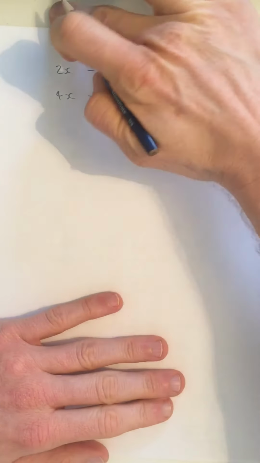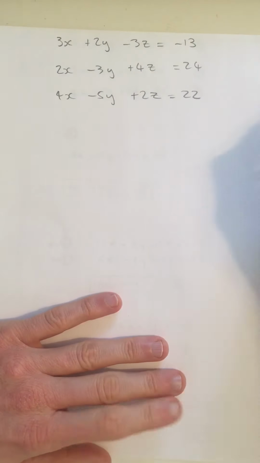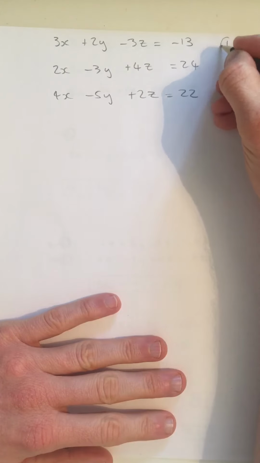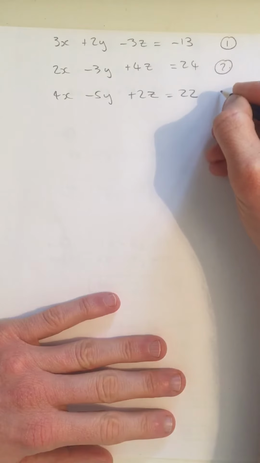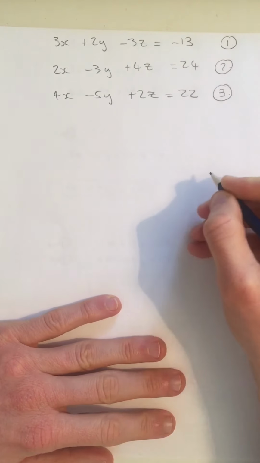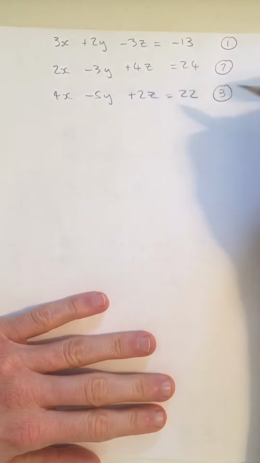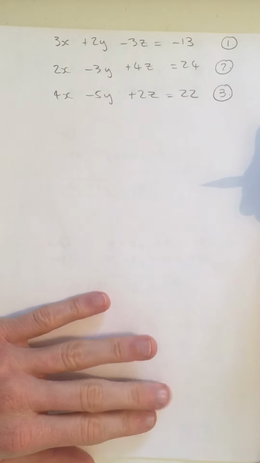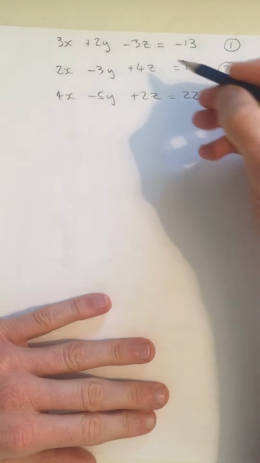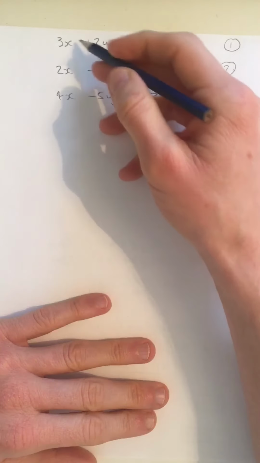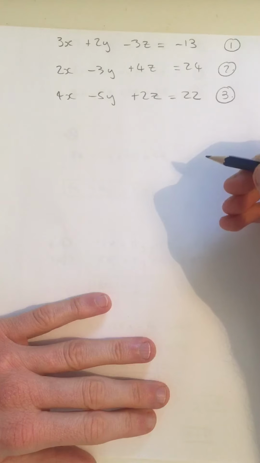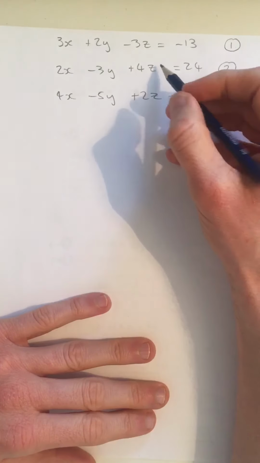Okay, we want to solve these simultaneous equations. I'm going to label them up. I'm going to call this equation 1, this equation 2, and this equation 3. And I'm looking at one of these letters and picking one that I want to eliminate. I'm going to pick the z's to eliminate. You could pick the x's or the y's, it's entirely up to you. I'm going to pick the z's though.